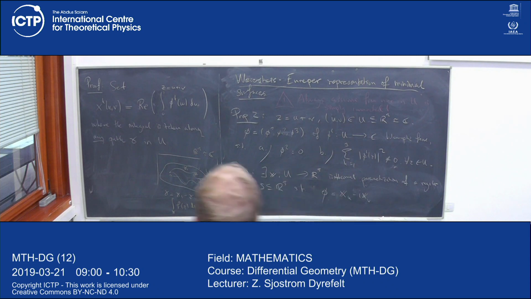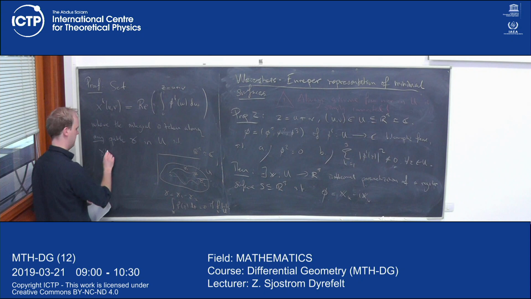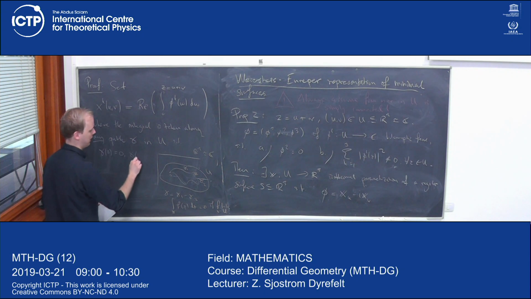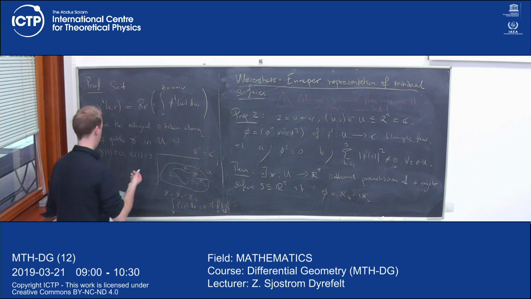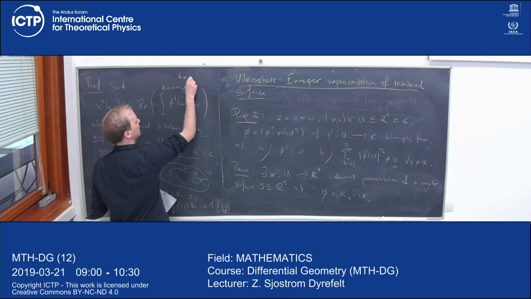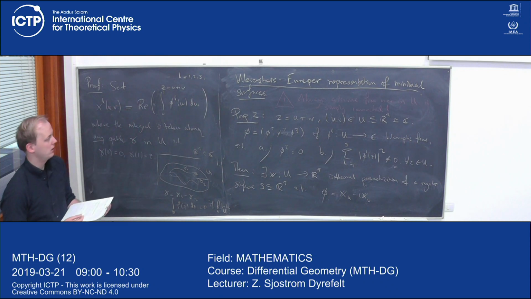So this is clear. So any path gamma in u such that gamma of 0 equals 0 and gamma of 1 equals 0. I should write, okay? Not any gamma. But so this is what it is. Okay. And I do this also for k equals 1, 2, 3. So you look at this.